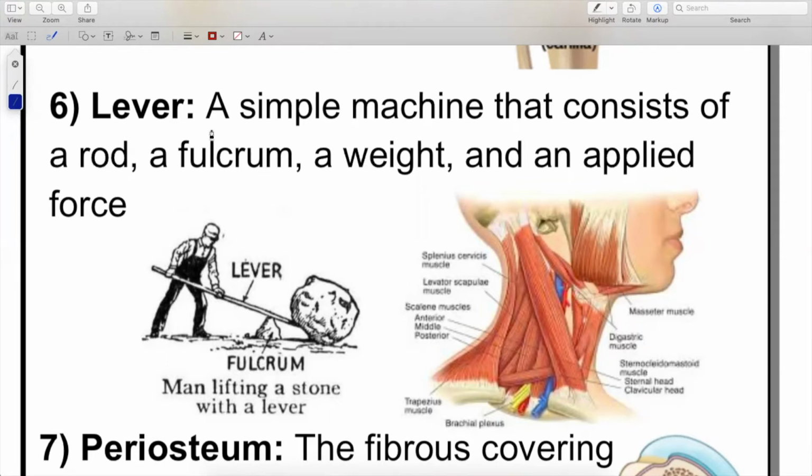A lever is a simple machine that consists of a rod, fulcrum, weight, and an applied force. What are those things? A rod, look at this guy down here, is the stick, the actual lever itself. In your body, that would be your bones. A fulcrum is a pivot point, a place where they're going to bend around.